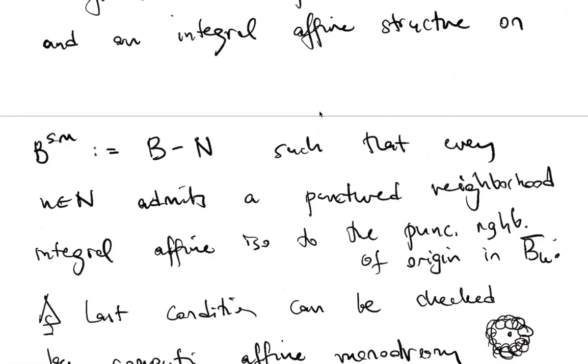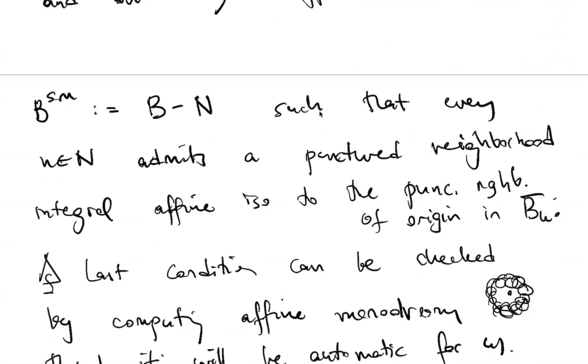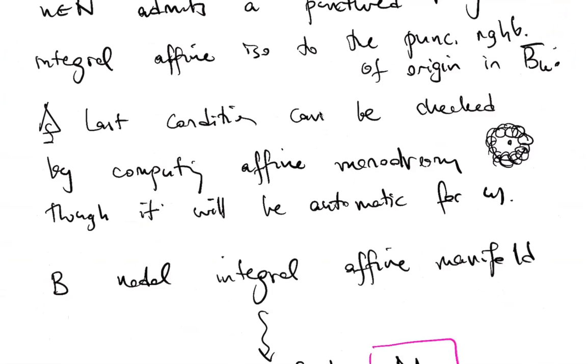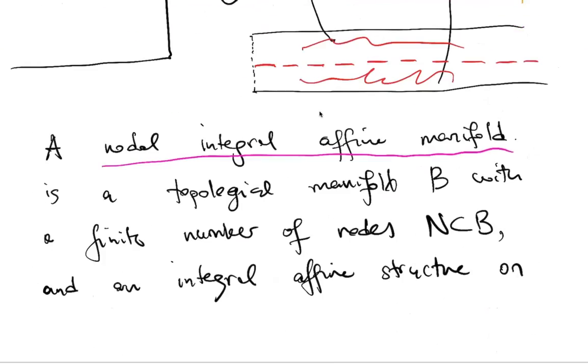Okay. So this is not going to be a problem for us, because the nodal integral affine manifolds that I'm going to talk about will automatically be of this form. But if you were presented with some random one, you could check this local model. The fact that you're isomorphic to the local model is just equivalent to computing the affine monodromy, showing that it is given by this matrix here.